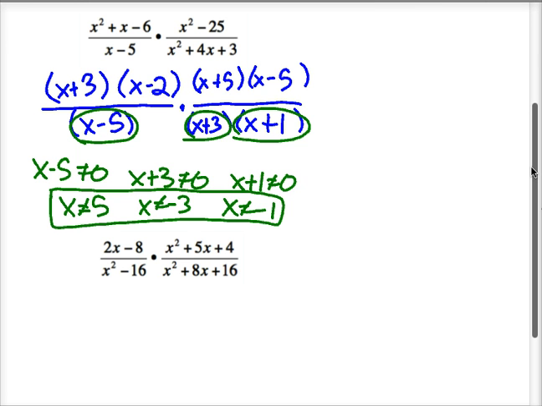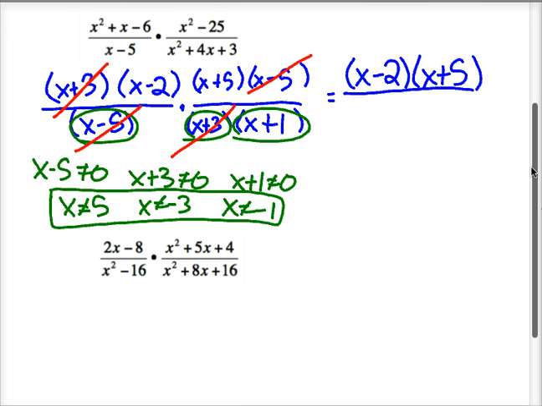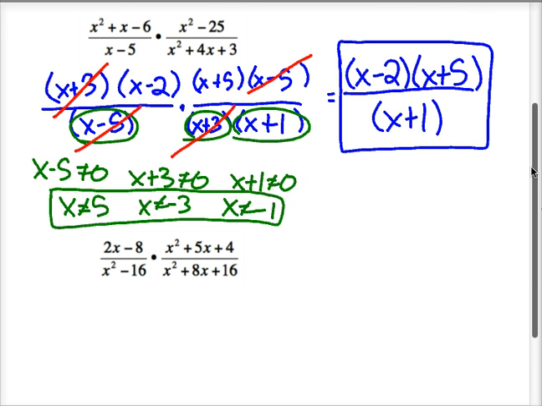And now I'm going to go through and finish my simplification process. So these x minus 5s cancel. These x plus 3s cancel. And it looks like that's it for my canceling. So it says write it as a single fraction. So I have x minus 2 and x plus 5 left on top. Then I have x plus 1 left on the bottom. And I'm just going to leave it looking like that. And that's going to be my final answer. Again, each of these has two pieces to your final answer: the simplified version and the restrictions.